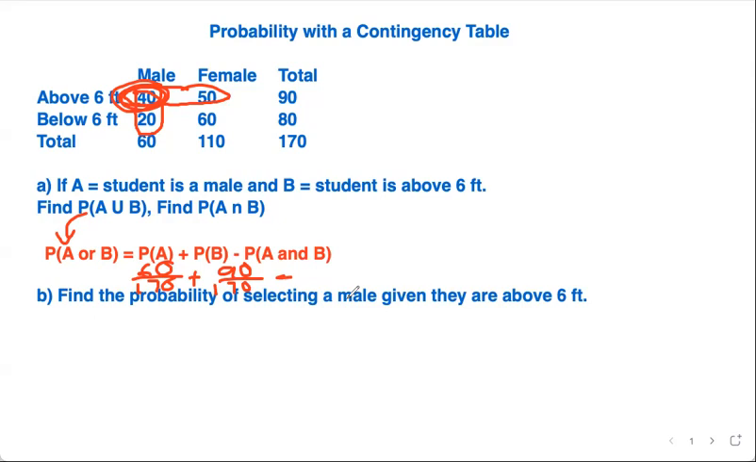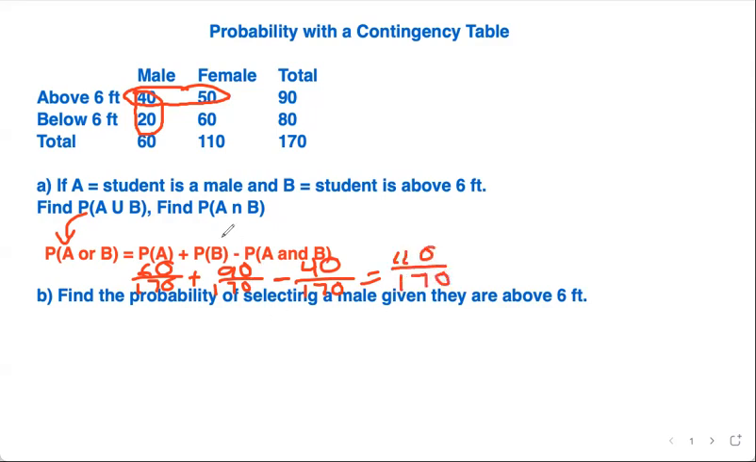Again, let me go back and show you the visual here. So the probability of male is a total of 60 out of 170. That was 40 and 20 together. The probability of B, above 6 feet, is 90, that's the total out of 170. But then we have to subtract how many males are above 6 feet that we counted twice, minus 40 out of 170. And that will give you 60 plus 90 minus 40, which is 110 out of 170.